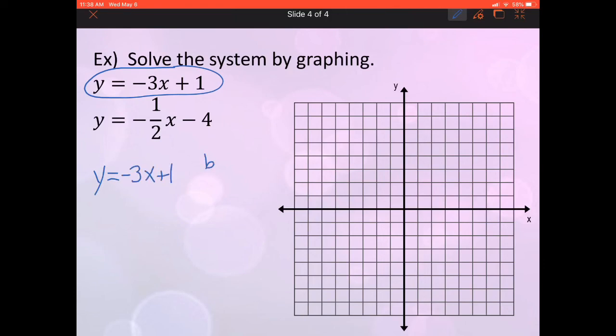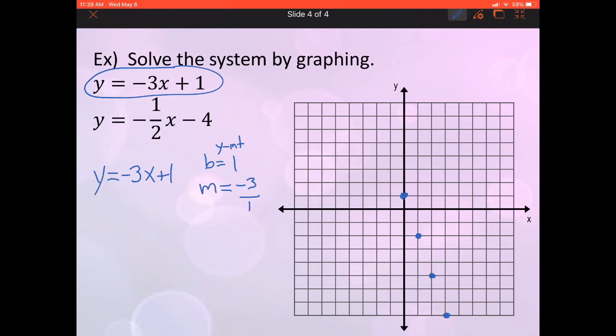So my b value or my y-intercept is positive 1. So on the y-axis, I'm going to count up to 1. And then for my slope, it's negative 3. Make it a fraction by putting a 1 underneath. And notice the top number is negative. So I'm going to go down 3 and right 1. Down 3 and right 1.